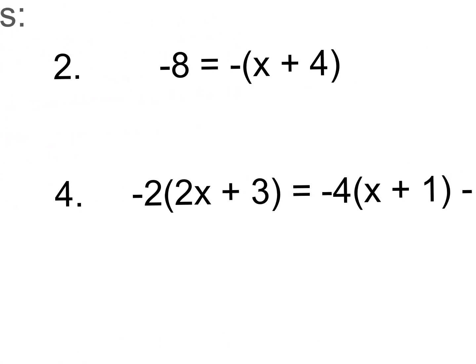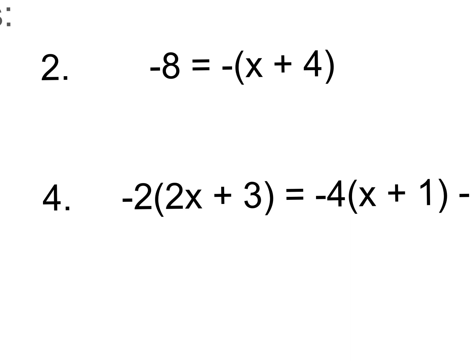All right, number 2. Let's multiply in the negative 1. So negative times x is negative 1x. Negative times 4 is negative 4. And negative 8. Okay, draw our line, right? And then who wants to be with the negative 8? That is the negative 4.